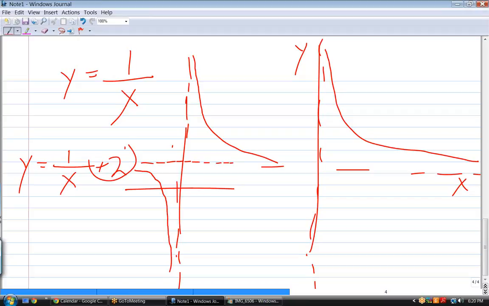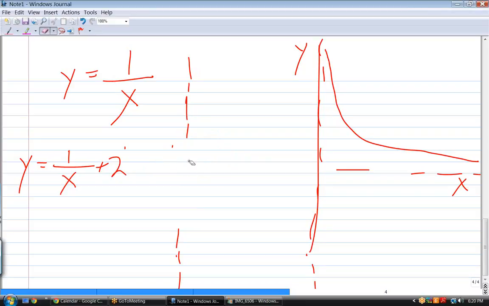So it looks like that. Not much difference. In other words, once I've drawn my vertical and horizontal asymptote, I know how to graph it. Okay. Now let's get one step more complicated.